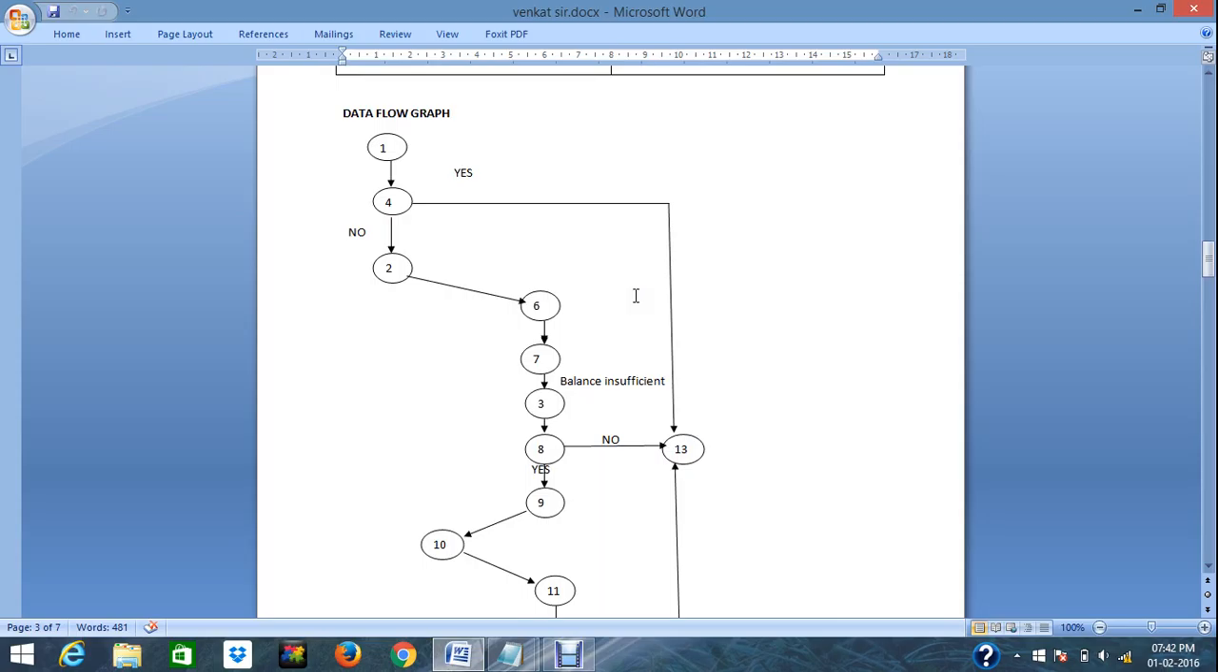Data flow graph. At user end, the user can swipe the card. After the card is swiped, we go directly to service end. We check whether the card is expired or not. If expired, that is yes, go directly to termination. If no, then go on to user end.